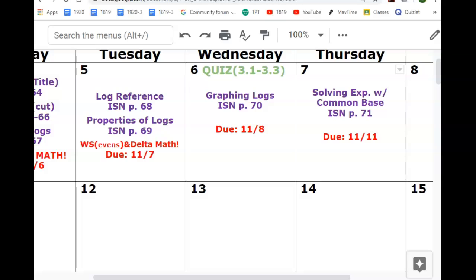So these two were both due at the end of the day, the day that they were due. But the next time and moving forward when we have Delta Math, it'll be due by the time class starts, just like your other assignments. Does that make sense? As in 2:35. Yeah, 2:35, the end of the school day.